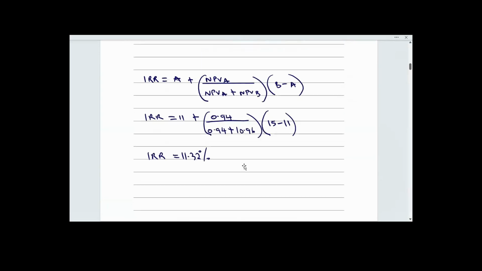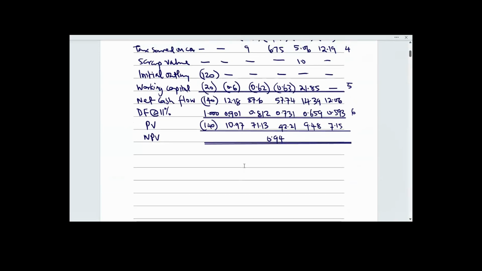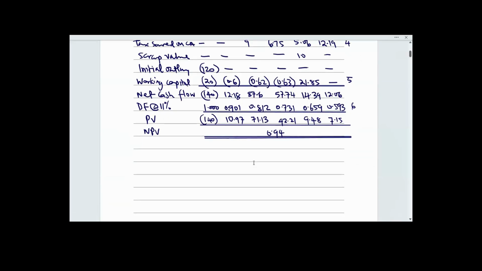So if that is the case, we have calculated NPV, and we have a positive NPV of 0.94. Based on our explanation, under the decision rule, we said that for independent projects, accept if NPV is positive. You can see we have calculated a positive NPV of 0.94, which means that the project is financially viable. So in that case, I will then come here, number B.